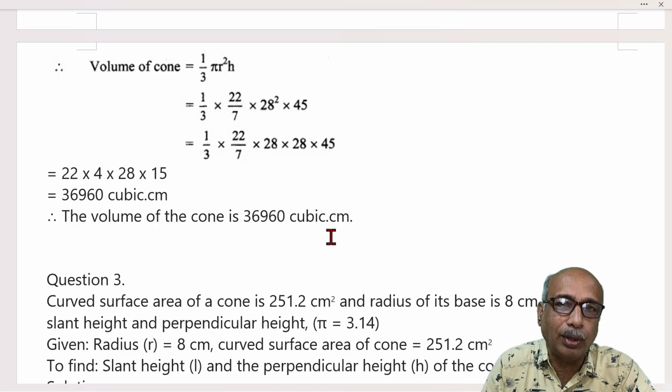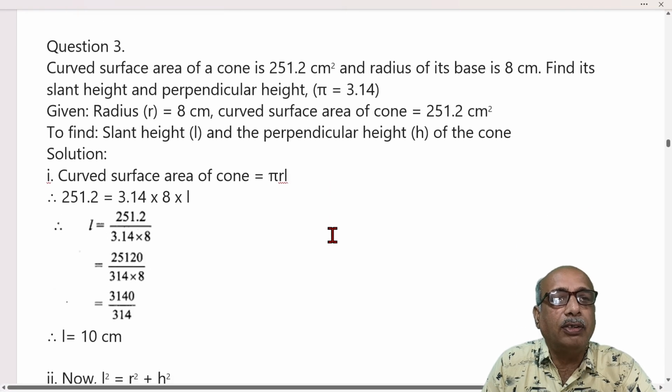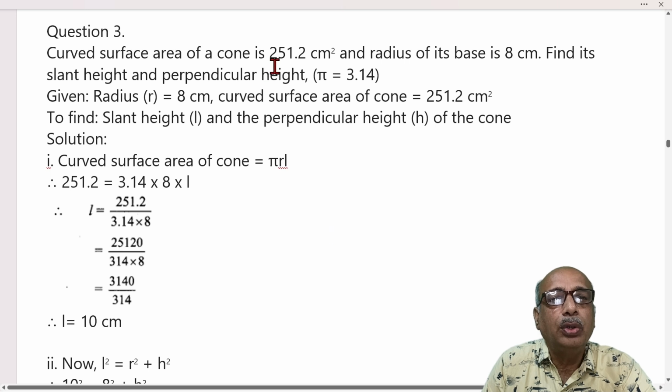Substitute and keep on solving one after another step. Very easy. Question 3. Curved surface area of the cone is 251.2 centimeter square and radius of its base is 8 centimeter. Find its slant height and perpendicular height.